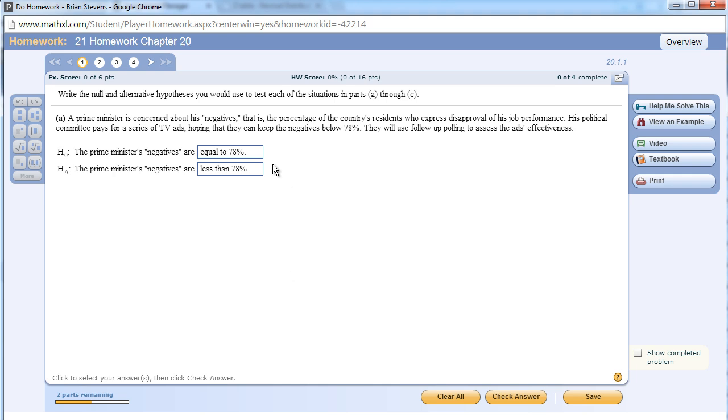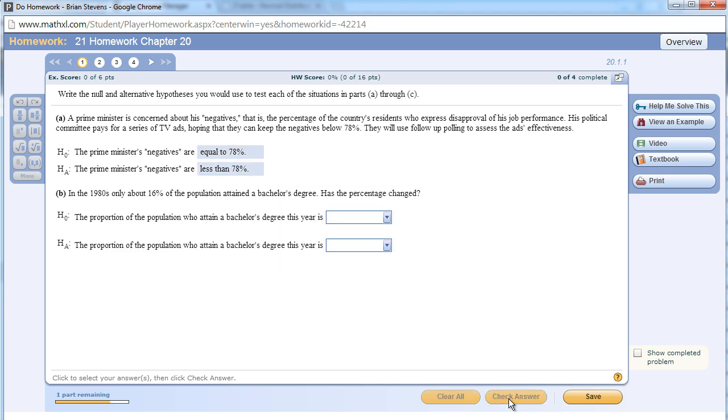Now, when we have a null, in this class at least, it will have an equals sign. When we have an alternative, it'll give direction to the claim. Less than, greater than, or does not equal to. There are only 3 alternatives when we do a test in this class for testing a population parameter.